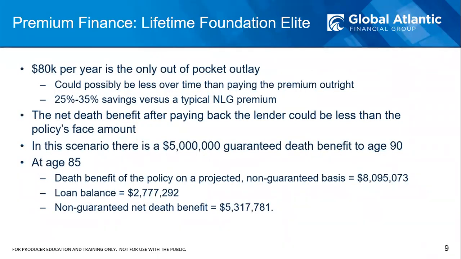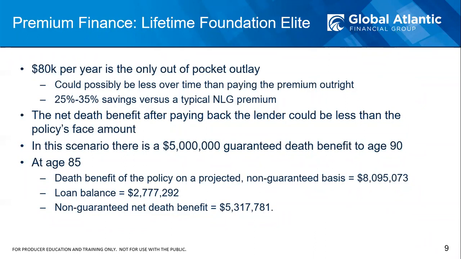So as a recap, she's paying $80,000 per year out of pocket, which is a huge savings for her when you look at, again, just paying an NLG, GUL type of flat premium in all years. So she's going to be saving 25 to 35% just by utilizing this premium finance design. And she's still able to accomplish the scenario and goal of that $5 million need.